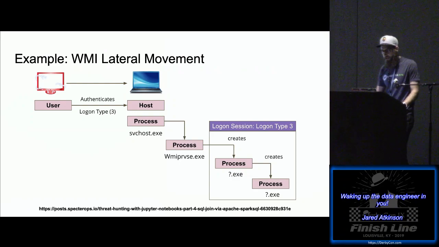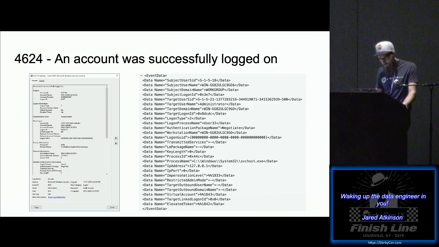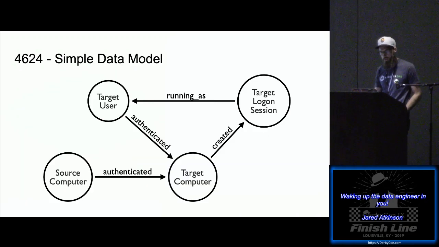We end up having a situation like this where we see a user authenticated to a host. We're building all these connections. That host had a process that received that connection. It ends up spawning a process called WMIPRVSE. Then there's this logon session that's created. And then a nondescript process. We don't care what that process is, but we just care that there's a process that's associated with this type 3 logon session, right? And so again, we have this 4624.